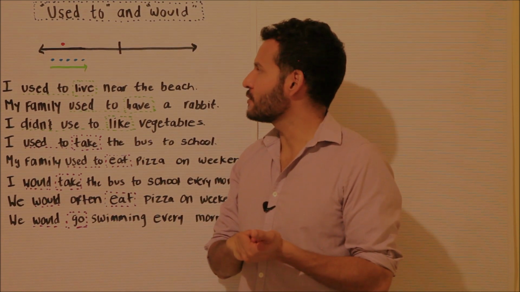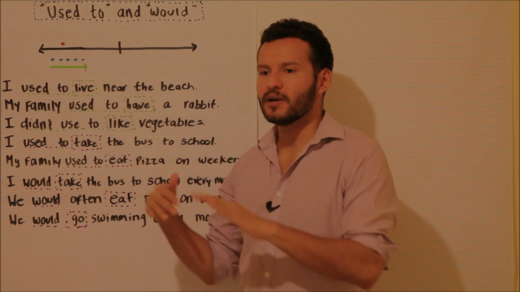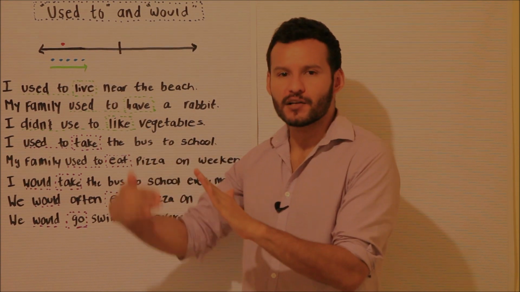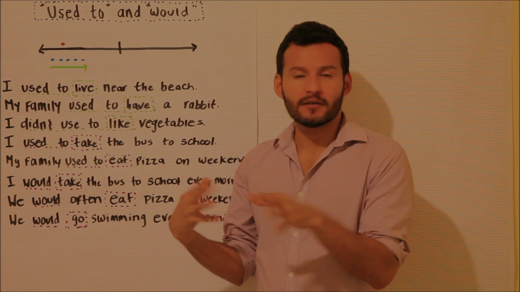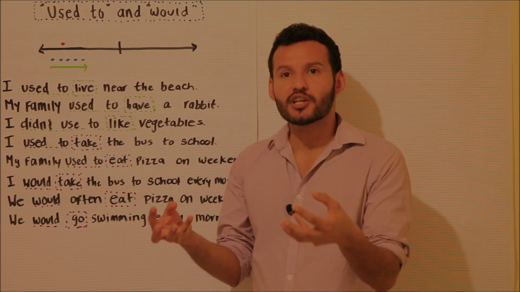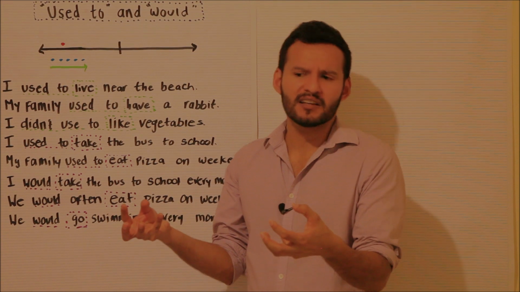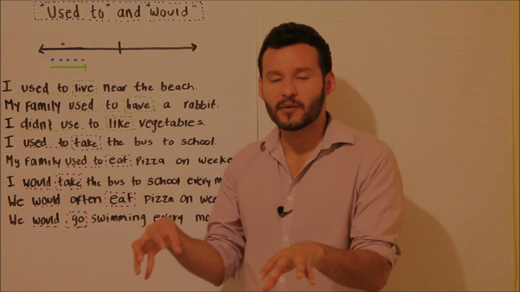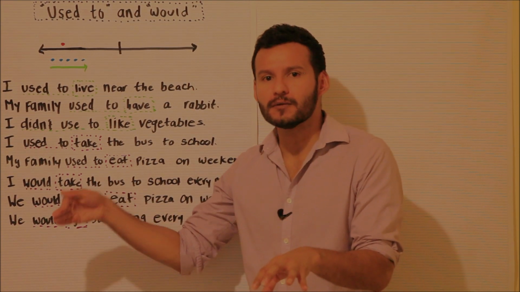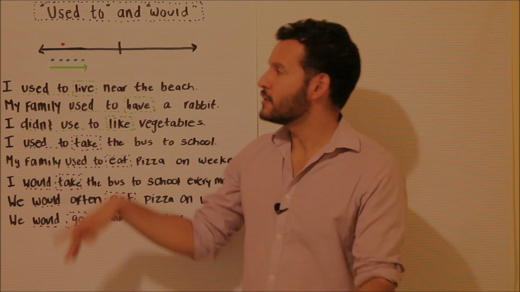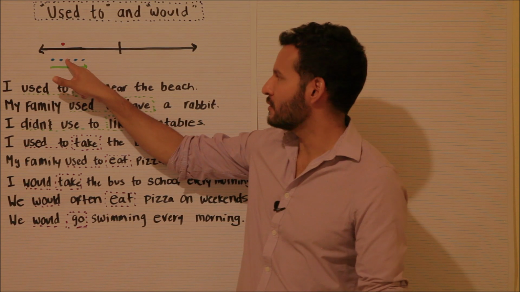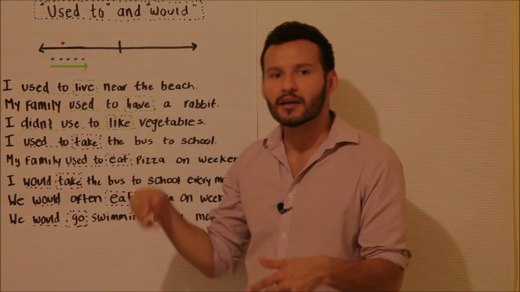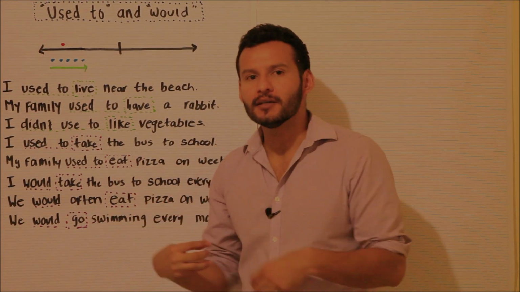And the final type of action would be represented in blue, and this is a repeated action in the past, so like a habit in the past. So if I continue telling you about my childhood, I could tell you that yes, I remember that when I was in elementary school, I took the bus to school every morning. So I took the bus to school one day and the next day and then the next day again and again. It's a repeated action, it's a habit.